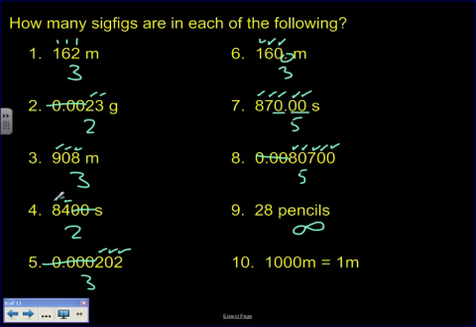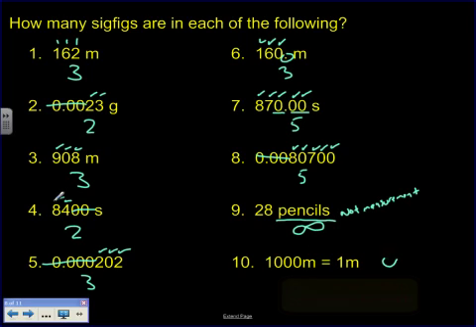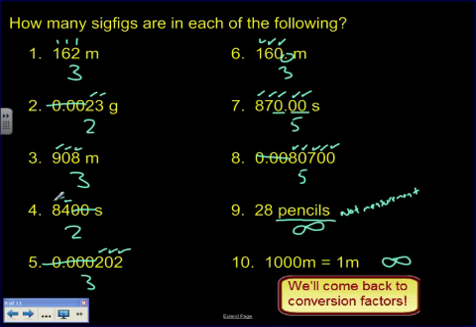5. Number 9, 28 pencils, that's a count, always infinite. Okay, so it's not a measurement, it's actually a count. Anytime it's a count, it's always infinite. That's an easy one. That's always a gimme. Number 10, we're going to see that's a special case. It's a conversion factor. It's infinite also, because that is an exact equality there.